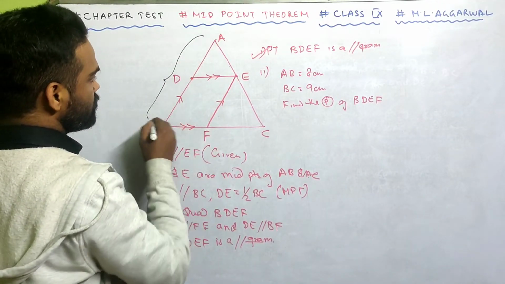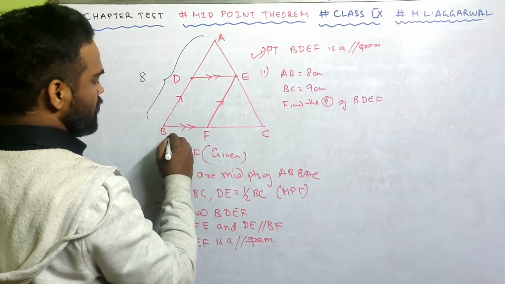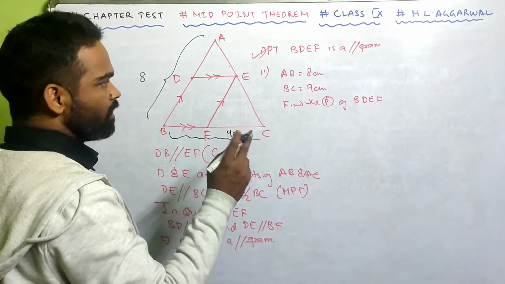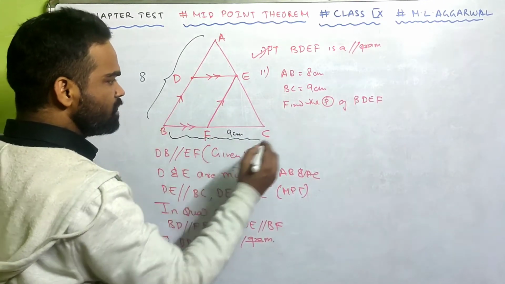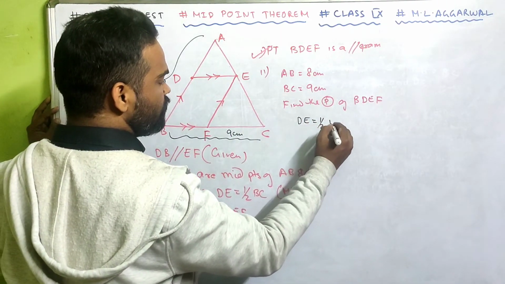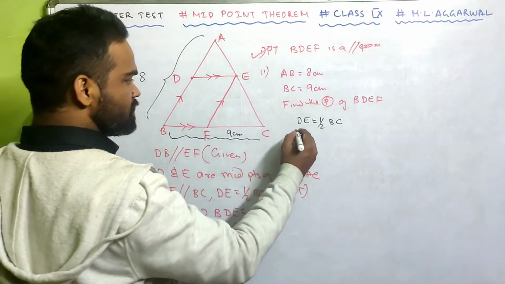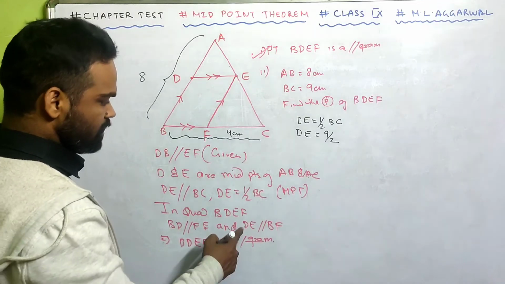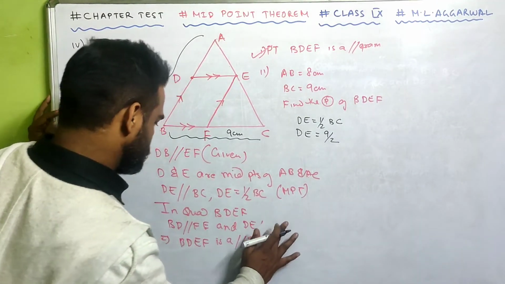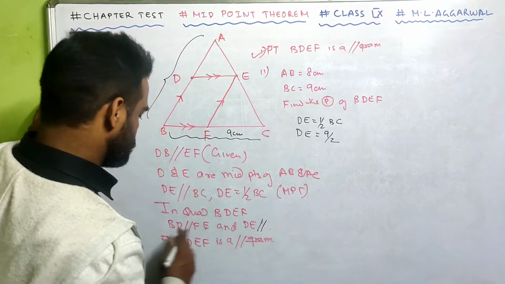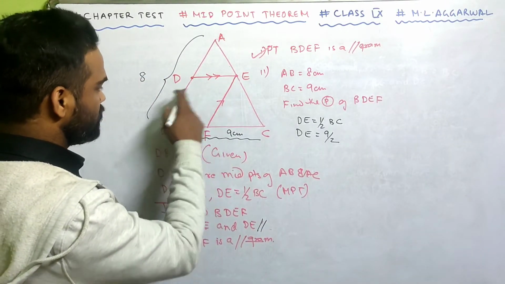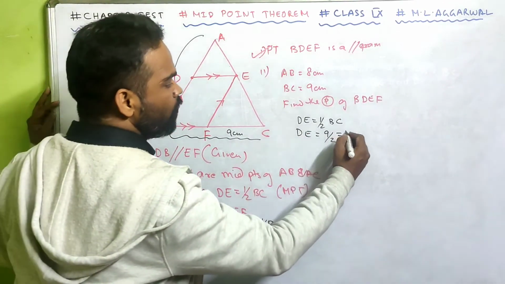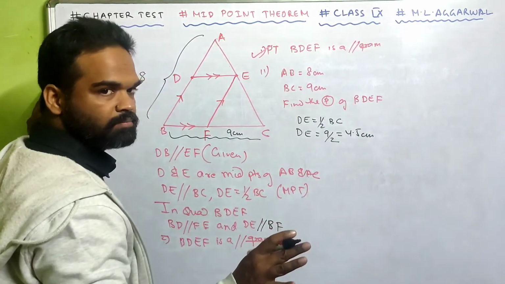AB is 8 and BC is 9 centimeter. Find the perimeter. First of all, DE is half of BC. Yes or no? Which means DE will be 9 by 2. BD is parallel to FE and DE parallel to BF, this was correct only. Now, DE equals 4.5 centimeter. Done.